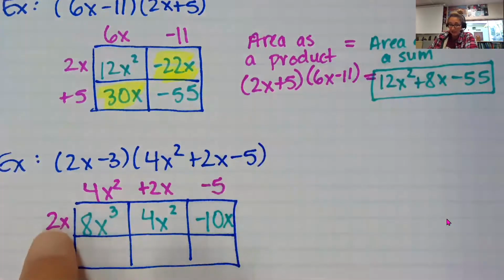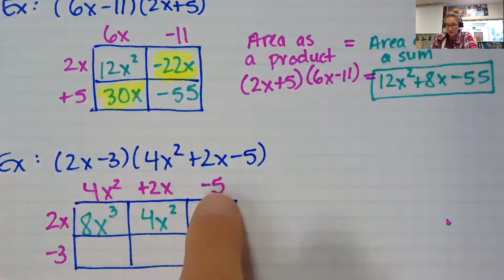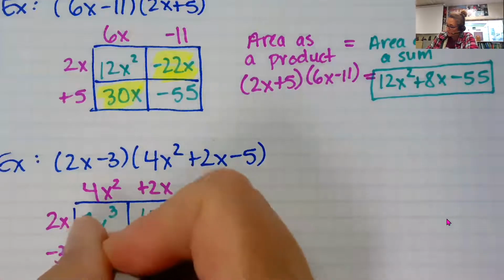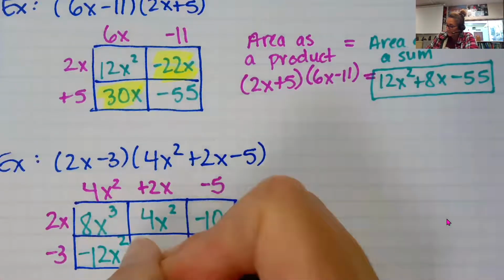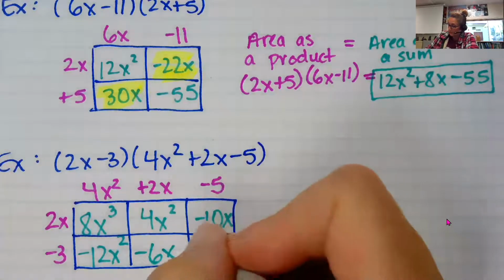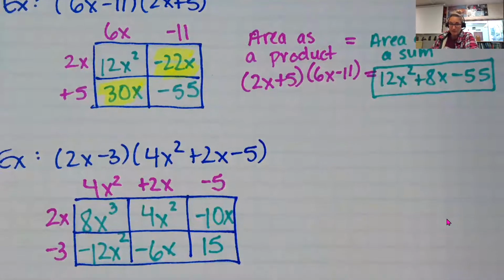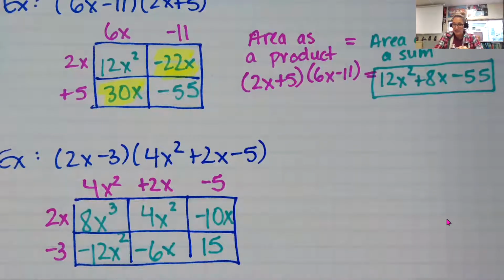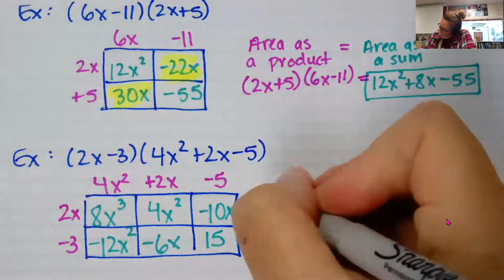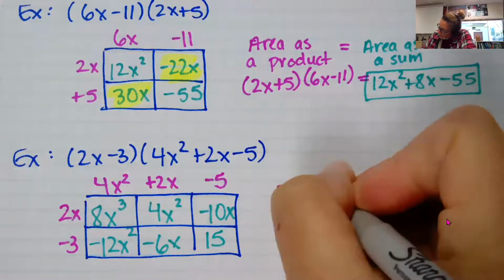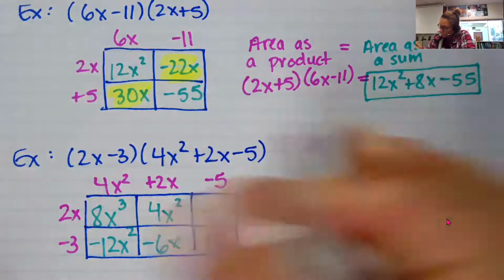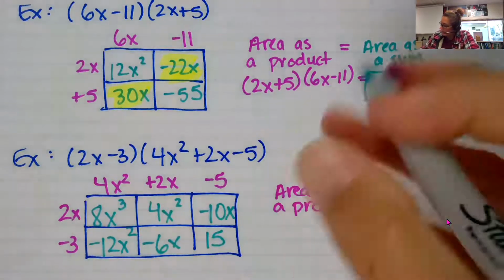So again, this row, 2x was multiplying with each of these. This row, negative 3 is going to multiply with each of those. So I get a negative 12x squared. I get a negative 6x when I multiply, and a negative 3 and a negative 5, I get a positive 15. So again, I'm going to write area as a product equals area as a sum.